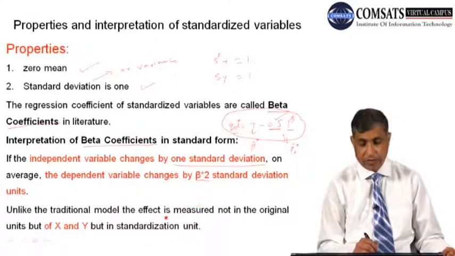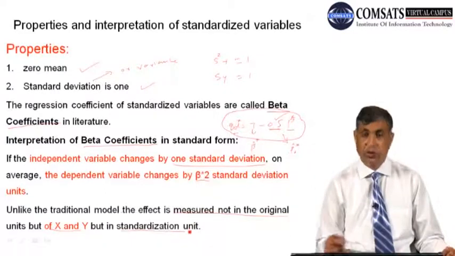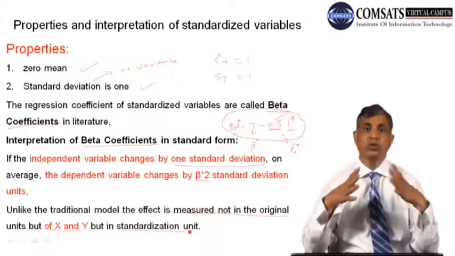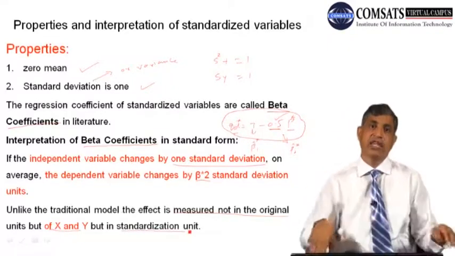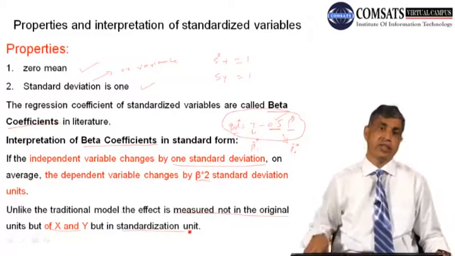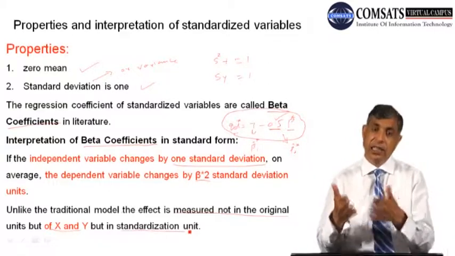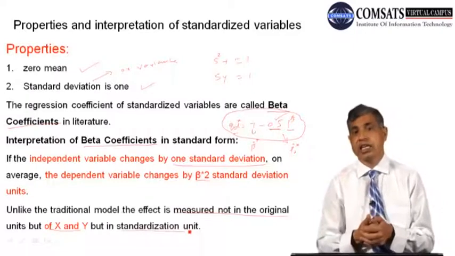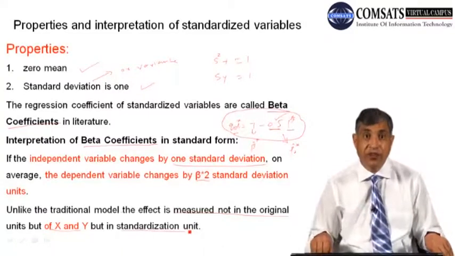Unlike the traditional model, the effect is measured not in the original unit of x and y, but in standardized unit. The same story I just explained. In the conventional model, when we interpret, we use the scale in which the variables x and y are measured. But when we have standardized these variables, the original unit goes out of the scene. The new scenario emerges, and it is very interesting. You will be saying that if there is one standard deviation change in the independent variable, in our case the price, on average the dependent variable, the quantity demanded, will change by 0.5 standard deviation.